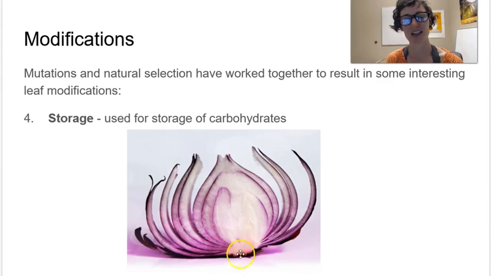This little part here on the onion that you usually throw away, or I don't know what you do with it. I usually put it in the compost.